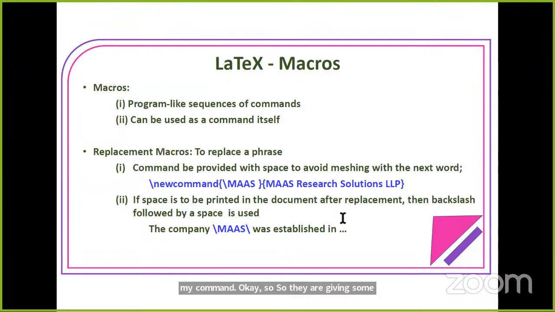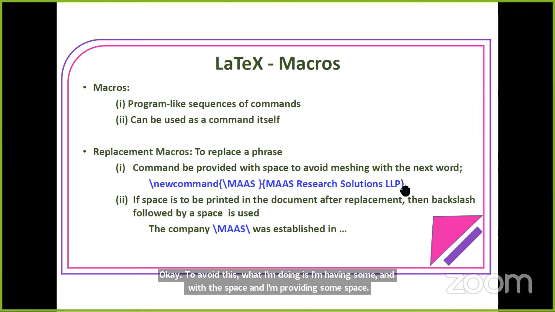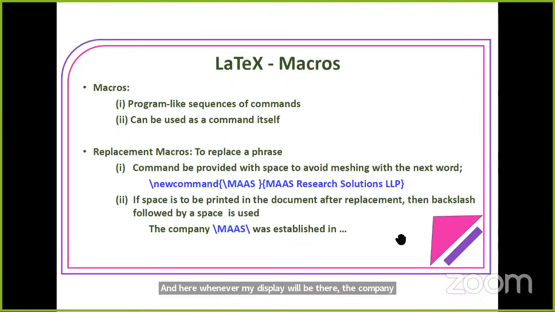And if I'm writing my text like this, the company, this is a command now. So instead of space, I can provide a backslash again, and some space also. Because if I'm not providing some space, it will be concatenated and given as a single word, like mass research solutions LLP will be combined. To avoid this, I use a backslash, and with the space I provide some space. And here, whenever my display is there, the company Mass Research Solutions LLP was established in some text will be printed like that. To avoid the repeated use, I'm using this one.